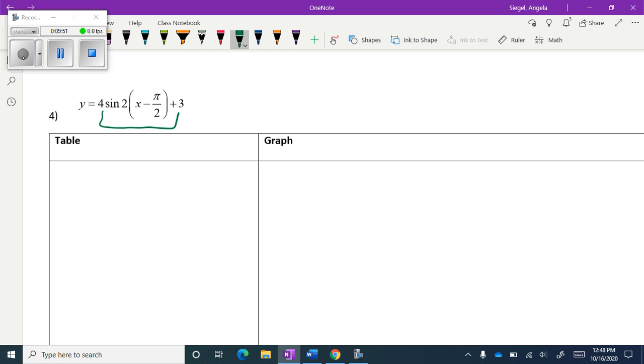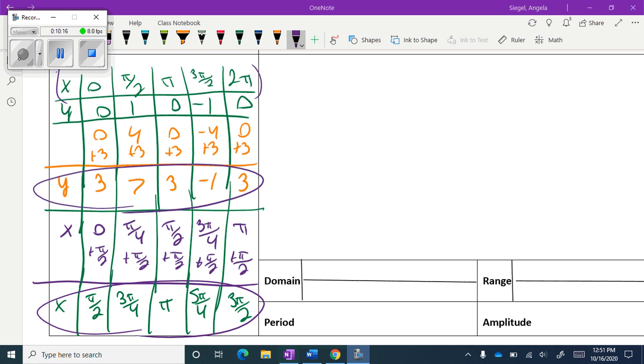So I have 2 things affecting my y's and 2 things affecting my x's. If you notice, the things that affect your x are always surrounding it. It's always right next to the x. So these two things, and it's always going to be opposite. I'm going to divide by 2, and then I'm going to add pi over 2. Here, I'm going to multiply by 4 and add 3. So go ahead and see if you can make the table.